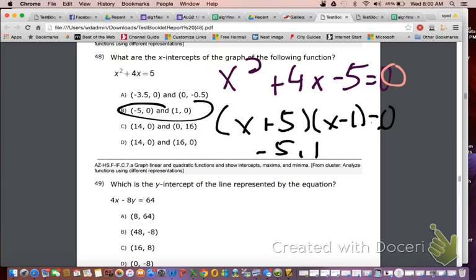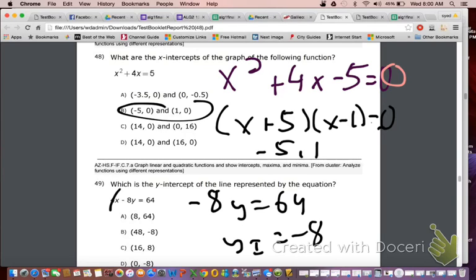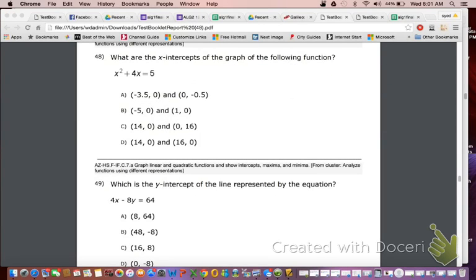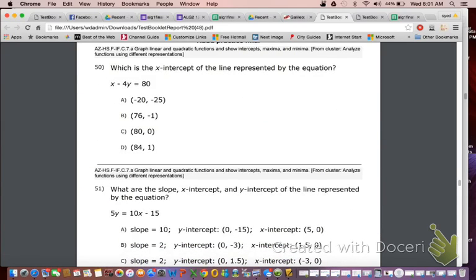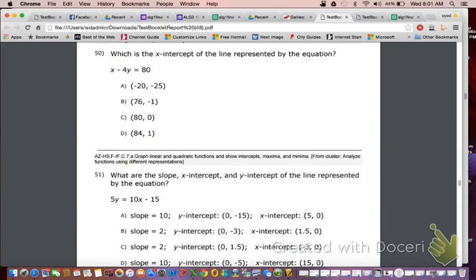Y-intercept occurs when x is 0, so set this to 0. So it's -8. So I want to see (0, -8), which is D. Okay. X-intercept occurs when y is 0. So set this to 0. So it's going to be 80.